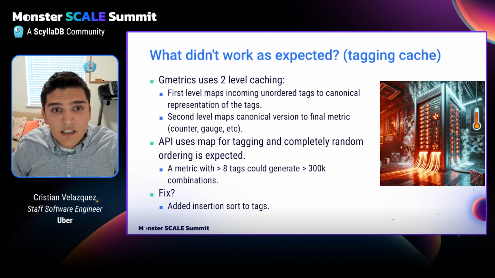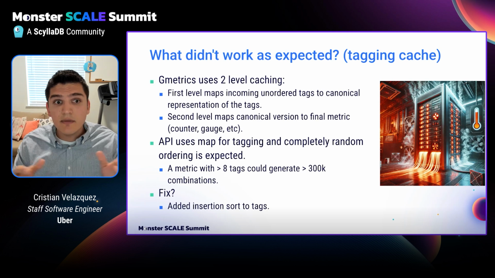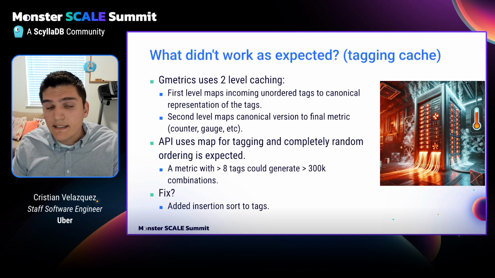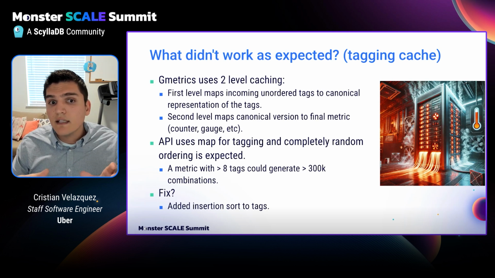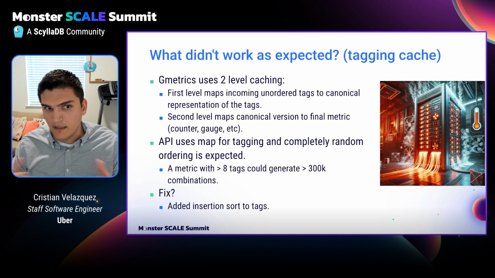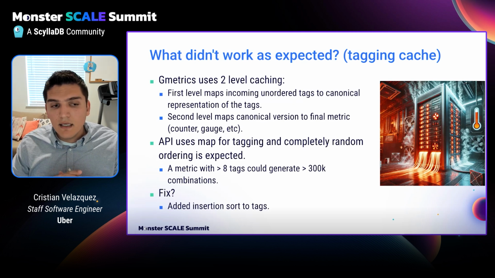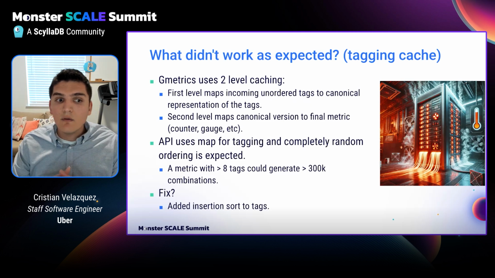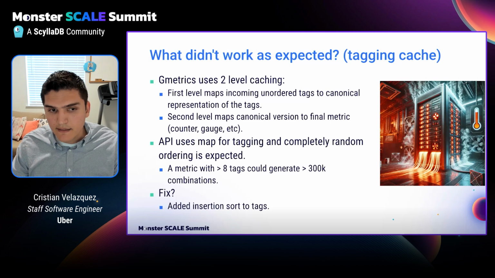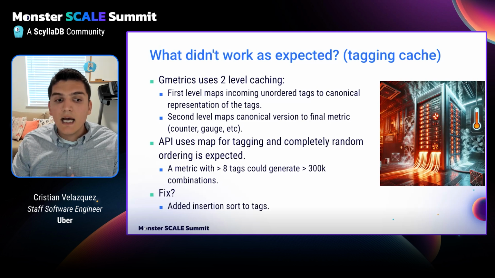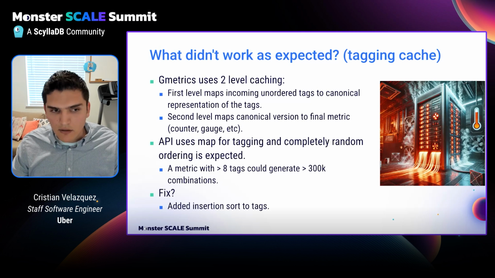Some things that didn't work as expected. Gmetrics uses two-level caching. Two-level caching means, remember that we need to order the tags. So the first level is going to receive those unordered tags and then convert them to a canonical representation. And then the second level is going to use that canonical representation to get the actual value of the metric, right? But the problem with this is that because we are following the Tally API, the way Tally tags metrics is by receiving a map. And maps have a completely random order.